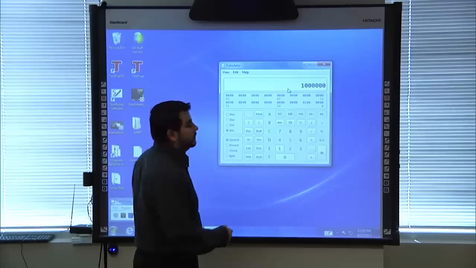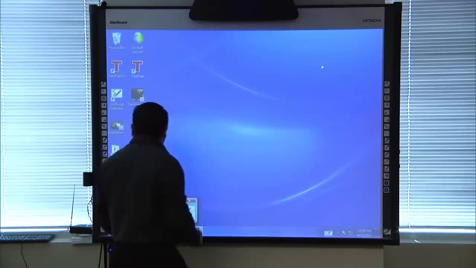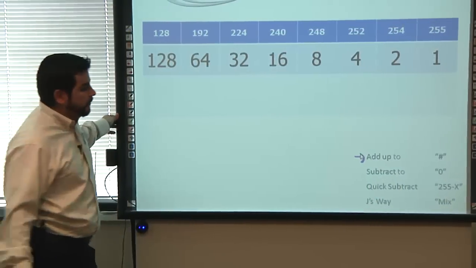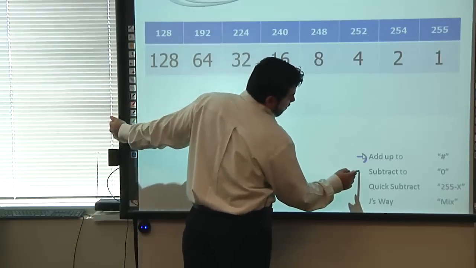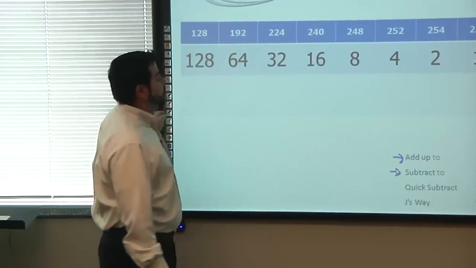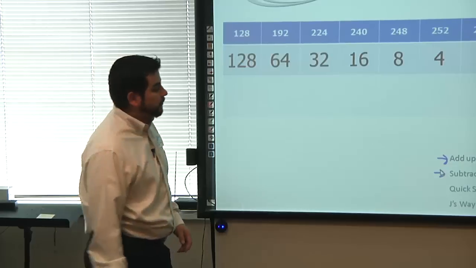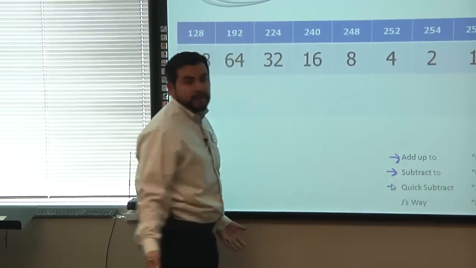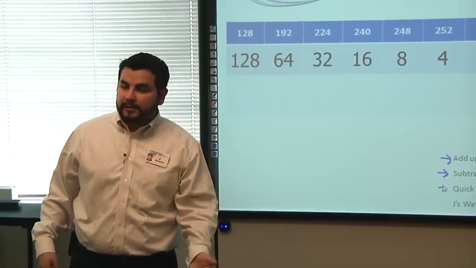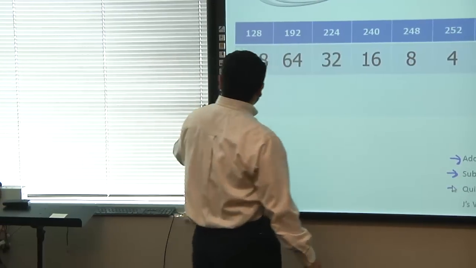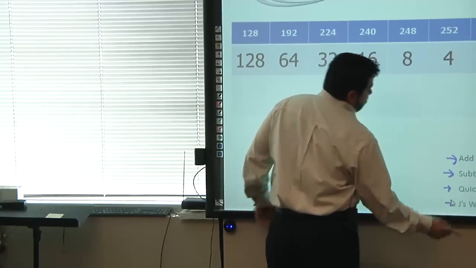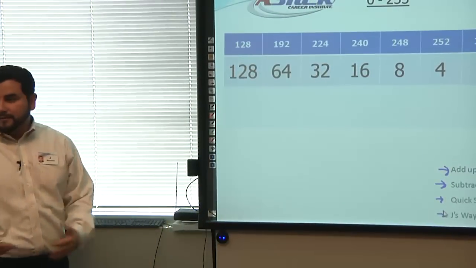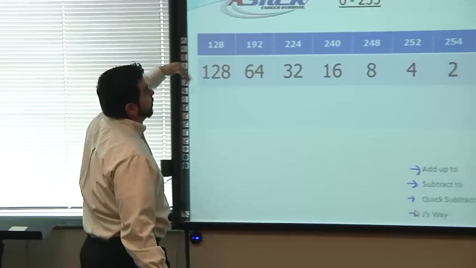So, okay. We talked about adding up to a number. We just start at 0, and we add up till we get to our number. We talked about subtracting to a number. We start at the number we're looking for, and we keep subtracting until we get to 0. We talked about the quick subtract, where you take 255 minus the number you're looking for and negate what's missing. And then the J's way, I didn't have a name for it, but the J's way is whenever you pick from the top and mix and match to get to it using the double chart. Okay.